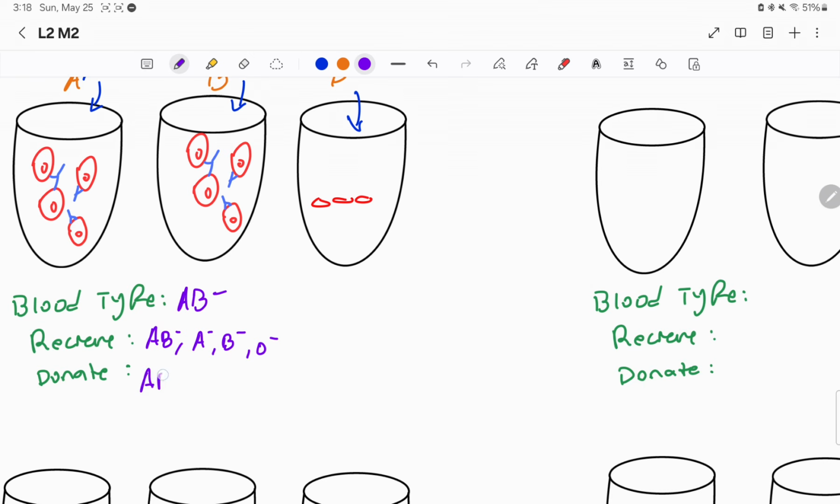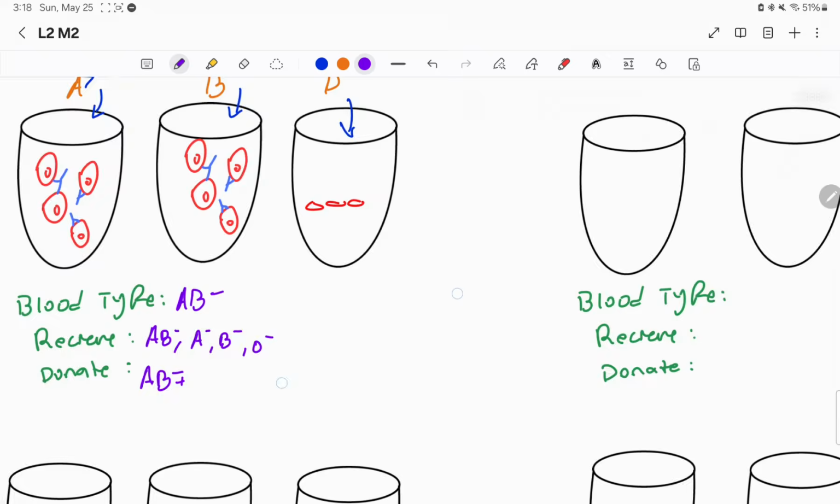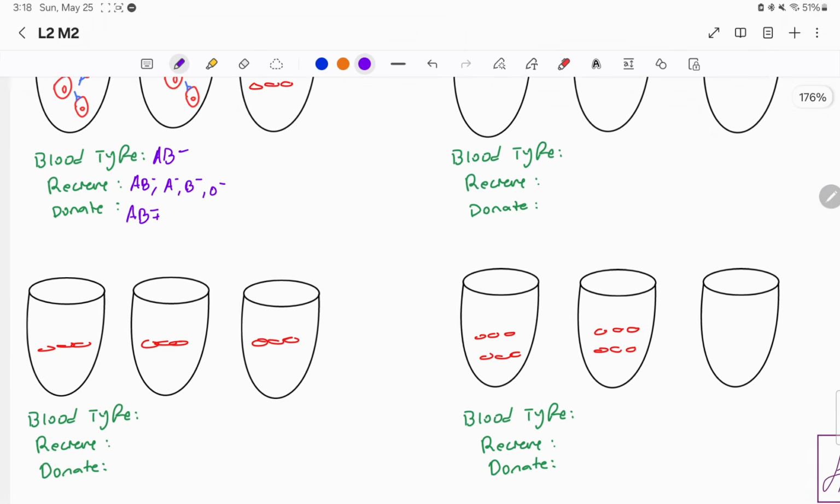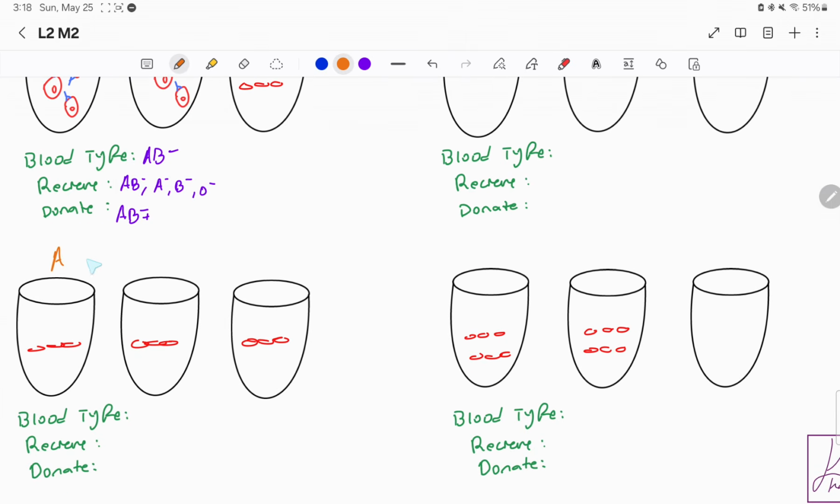He can give only to AB, but since he's negative, he can give to both AB negative and positive. Easy. Now, again, a new sample of blood: A, B, and D. I go to the store, I buy antibodies for D, for B, and for A. I put them all in their respective vials.